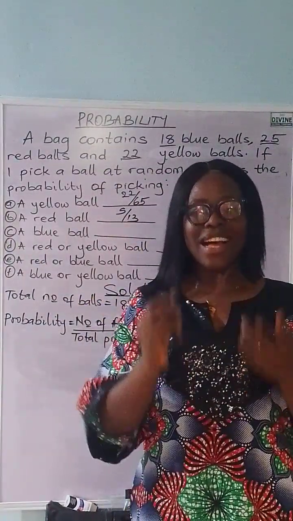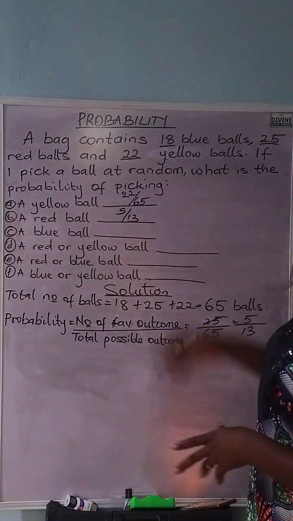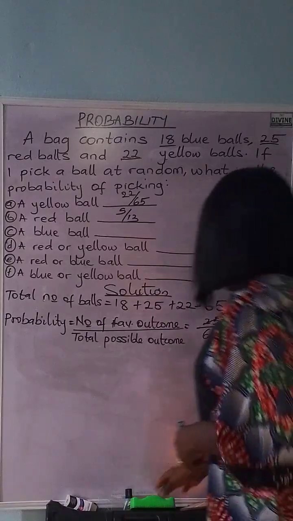Solve the next question and then watch my solution. The probability of picking a blue ball. How many blue balls do we have? 18.